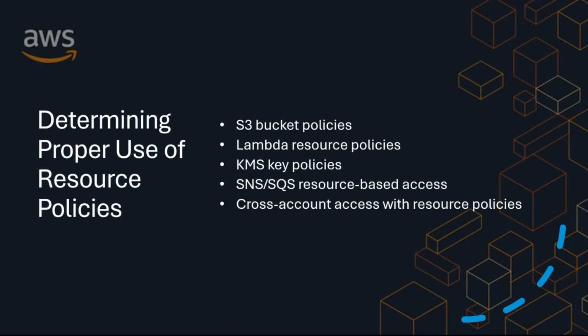Many AWS services support resource-based policies, allowing the resource itself to define who can access it. Examples include S3 bucket policies, Lambda function policies, KMS key policies, and SQS and SNS policies. Resource policies are ideal for granting cross-account access, enforcing conditions, or ensuring only specific identities interact with the resource, that is, without modifying the IAM identities.